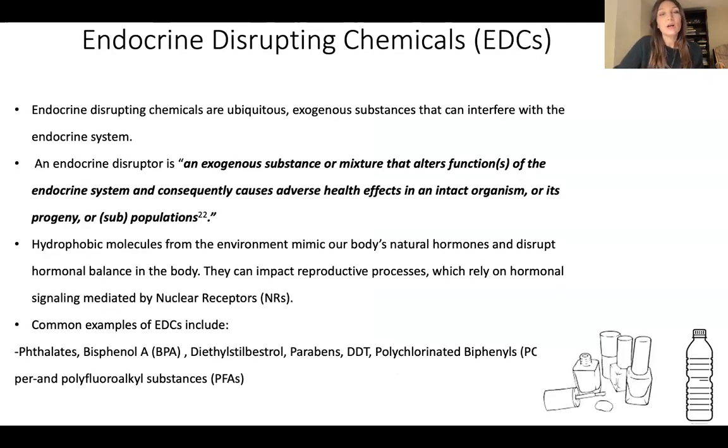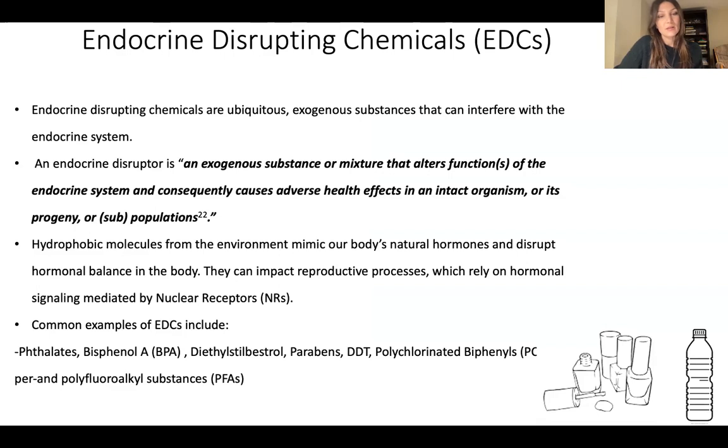Let's talk a little bit about endocrine disrupting chemicals again. These are ubiquitous exogenous substances that can interfere with the endocrine system, as we talked about earlier. Hydrophobic molecules from the environment mimic our body's natural hormones, and our body can't tell the difference, and they disrupt hormonal balance in the body. They can impact reproductive processes, which rely on hormonal signaling mediated by nuclear receptors.